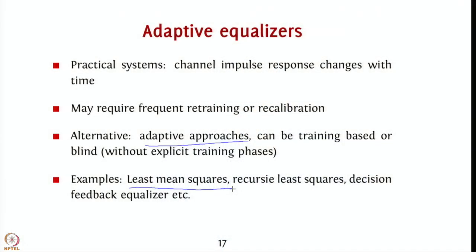Some examples of these are the so-called LMS or least mean squares algorithm. Then there's recursive least squares. And then there's something called the decision feedback equalizer. All of these build on top of the equalization technique that we have just discussed so far. And these can be employed to not just equalize the channel, but continuously adapt the equalization so as to improve the performance and not necessarily be stuck at one particular channel and then retrain and so on. So they are very, very efficient and used in several standards as well.